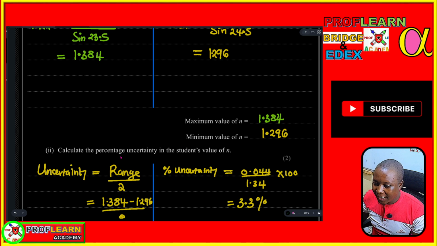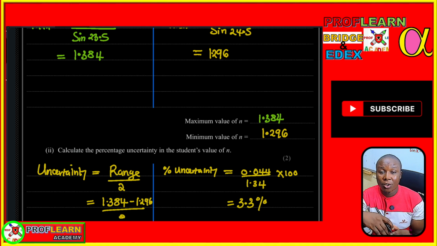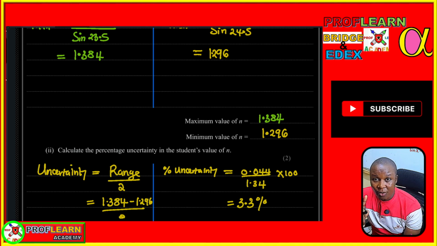To calculate the percentage uncertainty, we are very sure that there will be a question on calculating percentage uncertainty. Now, if you are given more than two values, for you to work out the uncertainty, you need to work out the range, then the uncertainty will be the range divided by 2. So if you have more than two values, you work out the range of the values, and that's going to be the basis for the uncertainty. To get the uncertainty from the range, it is range divided by 2.